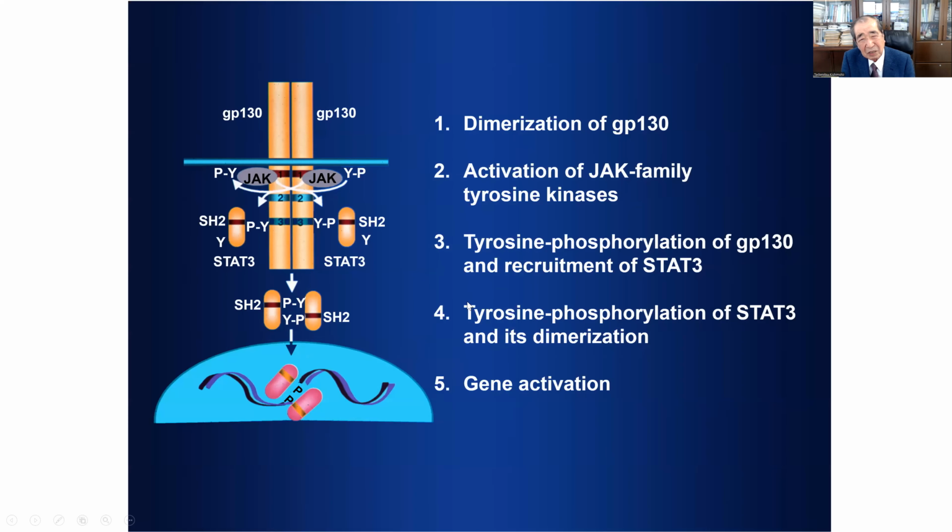And how is the signal transduced? Dimerized GP130 activates intracytoplasmic JAK tyrosine kinases. And this JAK kinase induces tyrosine phosphorylation of STAT3. And the STAT3 dimerizes and moves into the nucleus and induces various genes induced by IL-6.